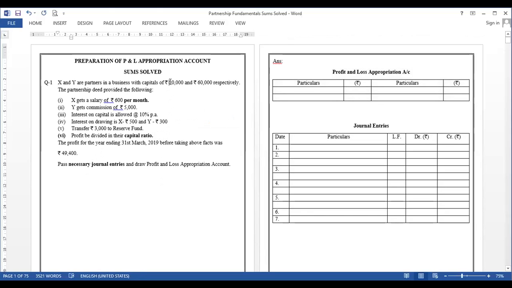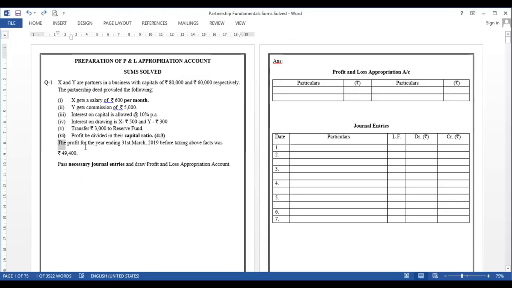So can you tell me the ratio of the capital over here? We need to calculate the ratio. What will be the ratio of 80 and 60? 4:3. Okay, 4:3 is the capital ratio.